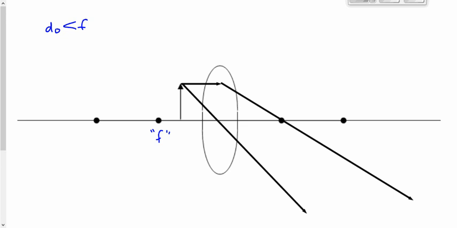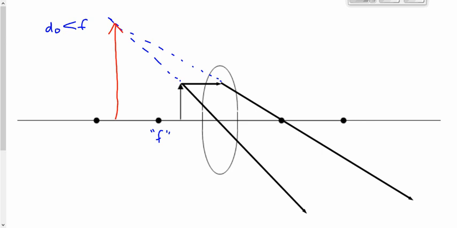Do they intersect on the right-hand side here? Nope. So what are we going to do with this? Let's extend them back as dotted lines. Extend the refracted rays back as dotted lines like this. Hey, look at that. They intersect over here. There's my image where the lines intersect. But it's not solid lines intersecting. It's these dotted lines, these extensions of these rays that are intersecting.